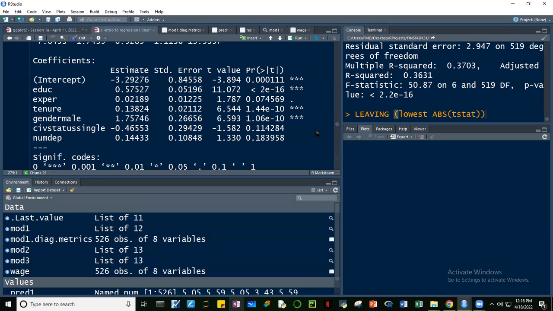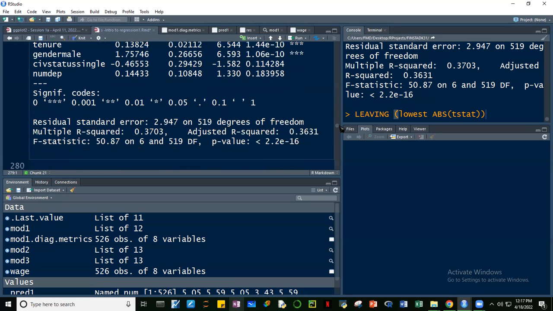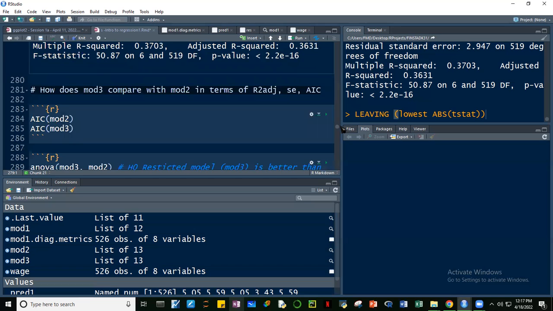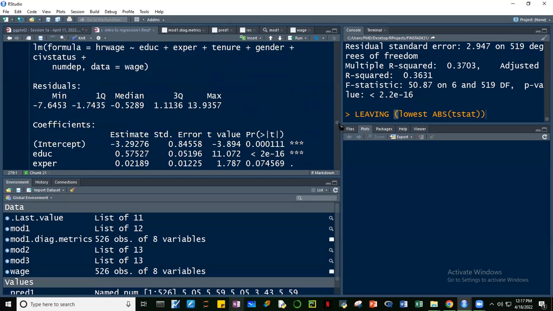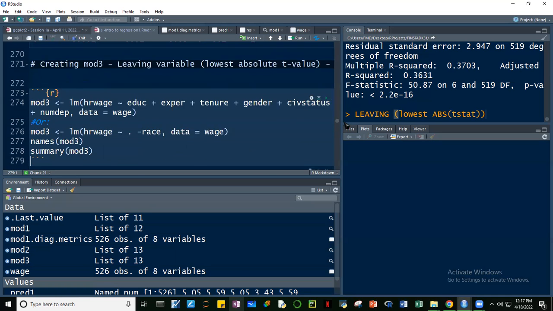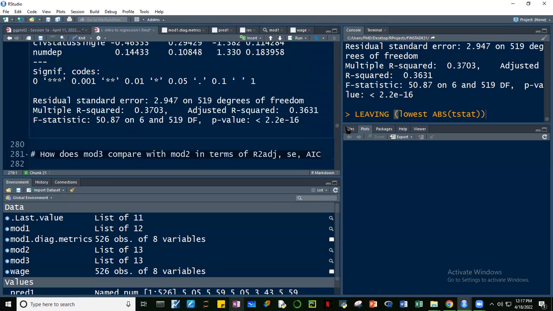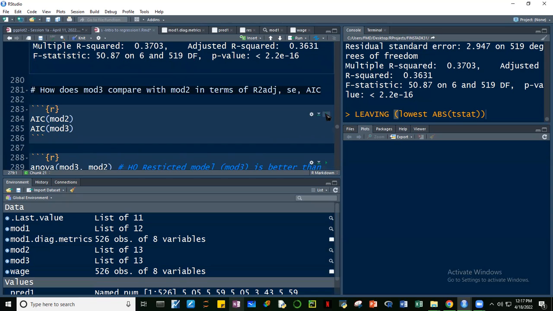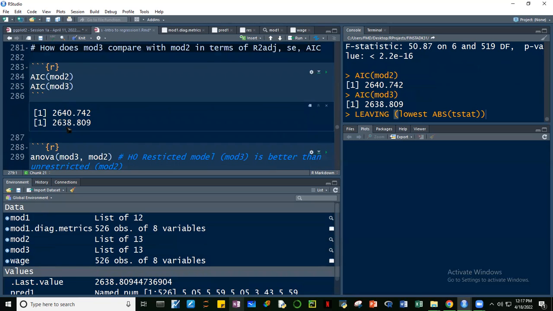Okay. Now let's compare, guys. Let's compare si model 2 natin at saka si model 3. Sino mas maganda sa kanila? So let's do this. In terms of adjusted R-squared, di ba mas maganda si model 3? Mas mataas yung adjusted R-squared niya. Let's see in terms of AIC. Kasi AIC, 2638 for model 3, 2640 for model 2. Model 3 has a lower AIC. So in terms of AIC, Akaike information criterion, mas maganda si model 3.